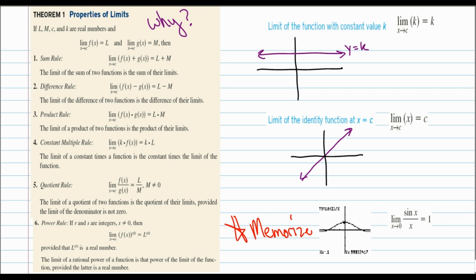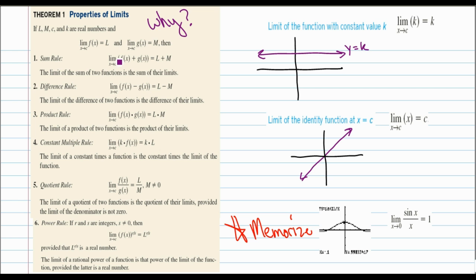Now there's a lot of information on the next page in your notes, and you're going to have to take some time and look through this yourself before we go on to the example. But basically, you've got some rules with properties of limits, and they may seem self-explanatory, but the best way to remember these rules is to ask yourself why.